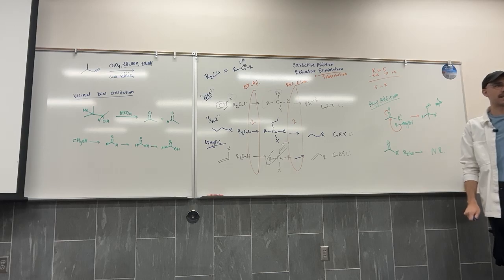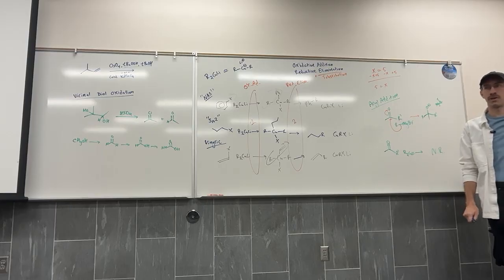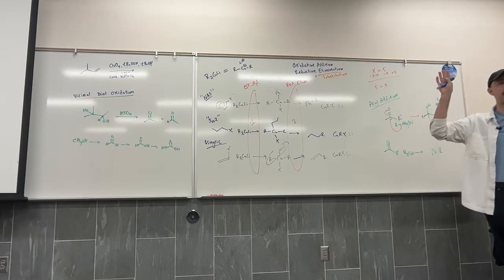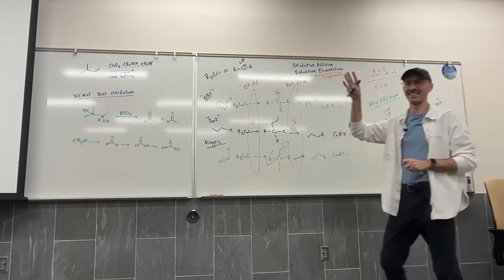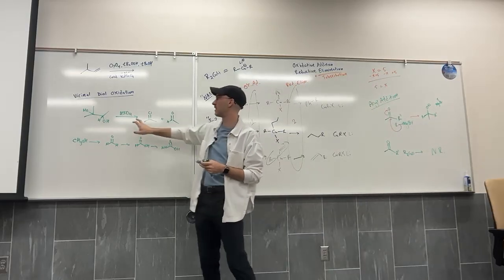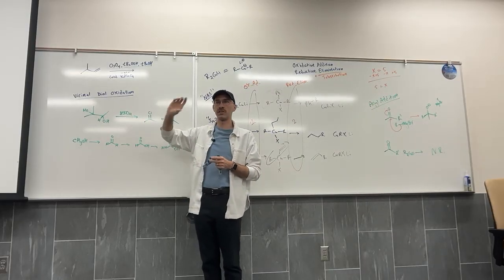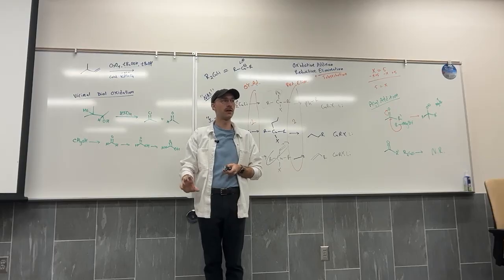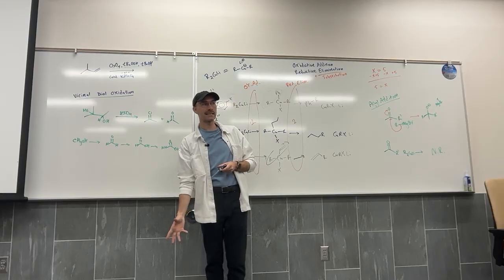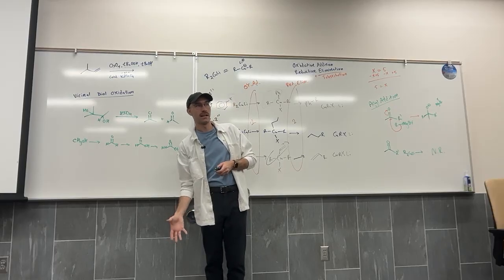Hydroiodic acid is HI. Like hydrochloric acid, hydrobromic acid, hydroiodic acid is HI. Periodic acid is not, or sorry, iodic acid is not correct either because iodic acid has 3 oxygens. Iodous acid has 2. Hypoiodous acid has 1 oxygen.